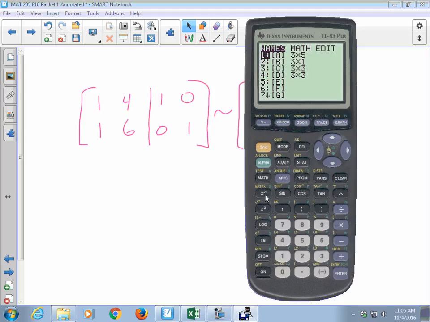Okay, so I go into my matrix menu, I'm going to edit. I need to put in a 2 by 4 matrix, 2 rows, 4 columns: 1, 4, 1, 0, and then 1, 6, 0, 1, and quit. Matrix, math, RREF, matrix A. And I get the matrix that I came up with using the 2 by 2 formula: 3, negative 2, negative a half, a half.